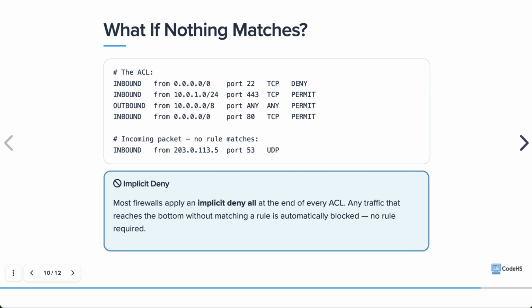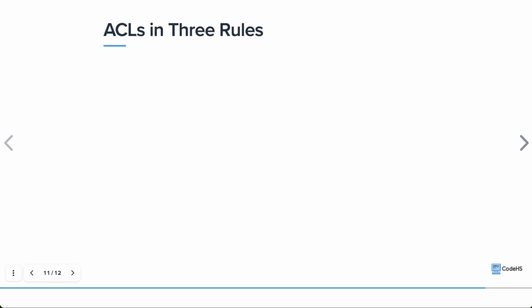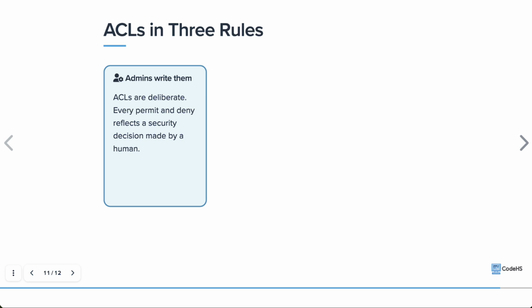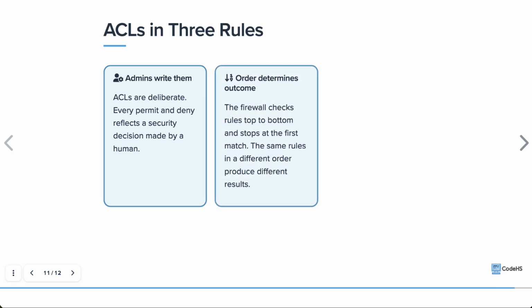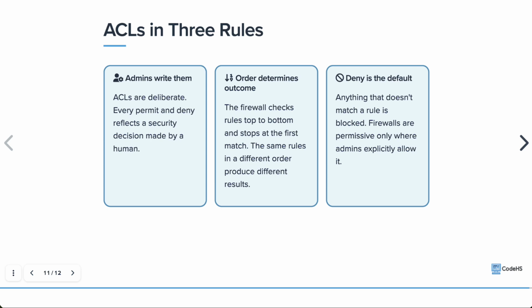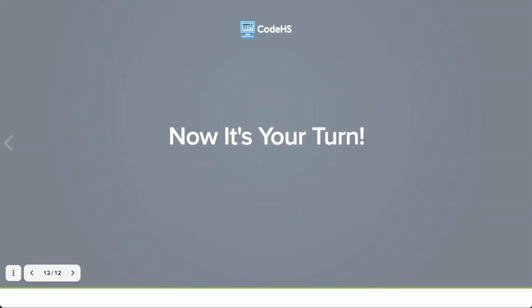Three things to take away from this video. First, admins write them. ACLs are deliberate. Every permit and deny reflects a security decision made by a human. Second, order determines outcome. The firewall checks rules top to bottom and stops at the first match. The same rules in a different order can produce completely different results. Third, deny is the default. Anything that doesn't match a rule is blocked. Firewalls are permissive only where admins explicitly allow it.